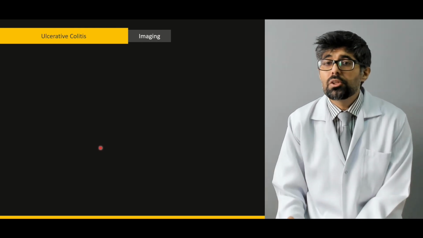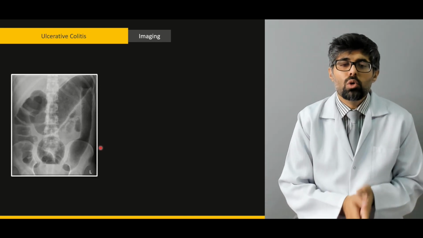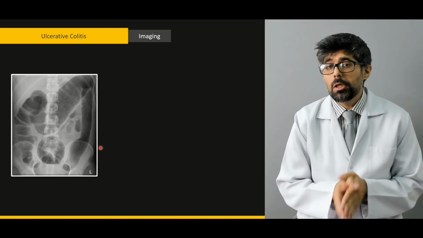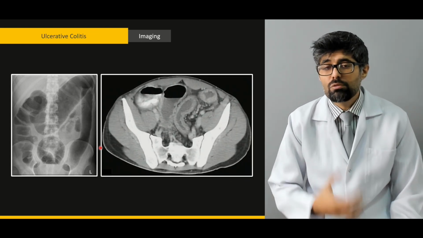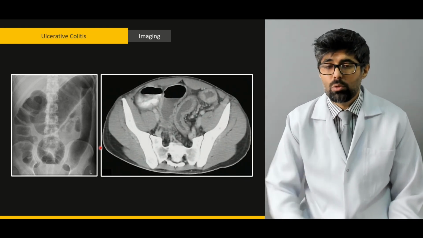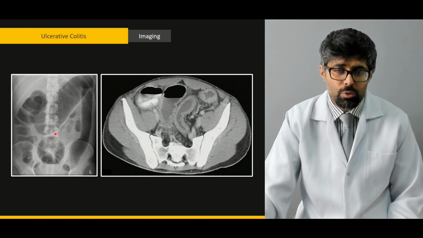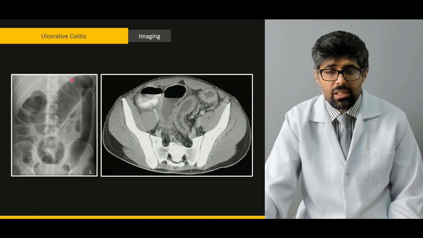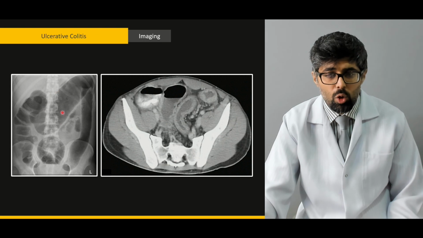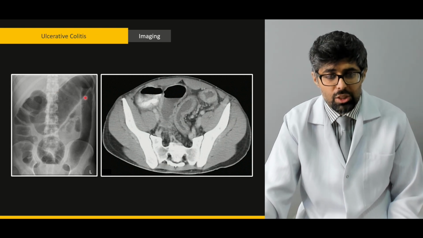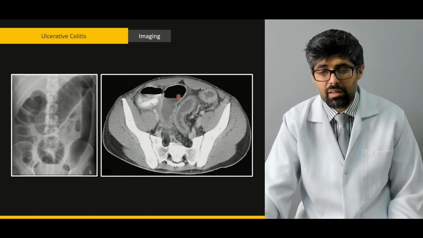Next is ulcerative colitis. Now, imaging in ulcerative colitis is very important. Why? Because we see a number of changes which only happen in ulcerative colitis. We see thickening of the mucosal membrane, we see mural edema, we see a lot of other changes both in the abdominal X-ray and in the axial CT scan.